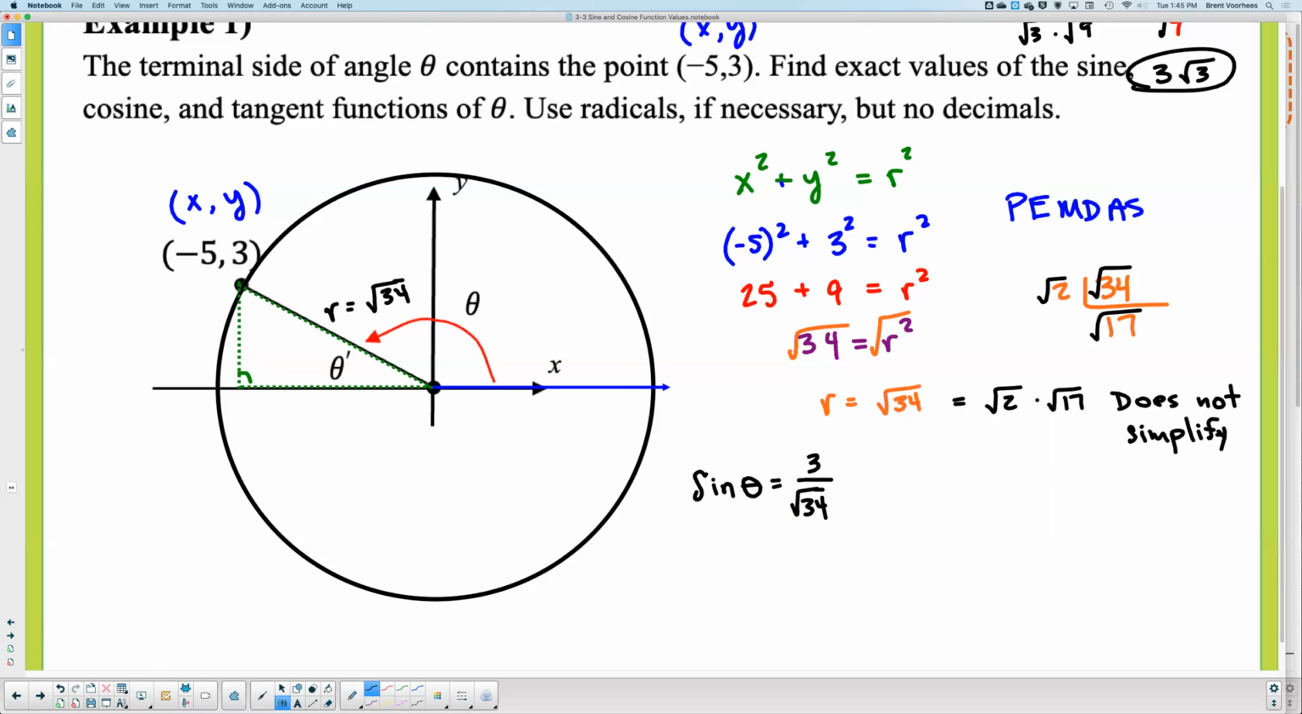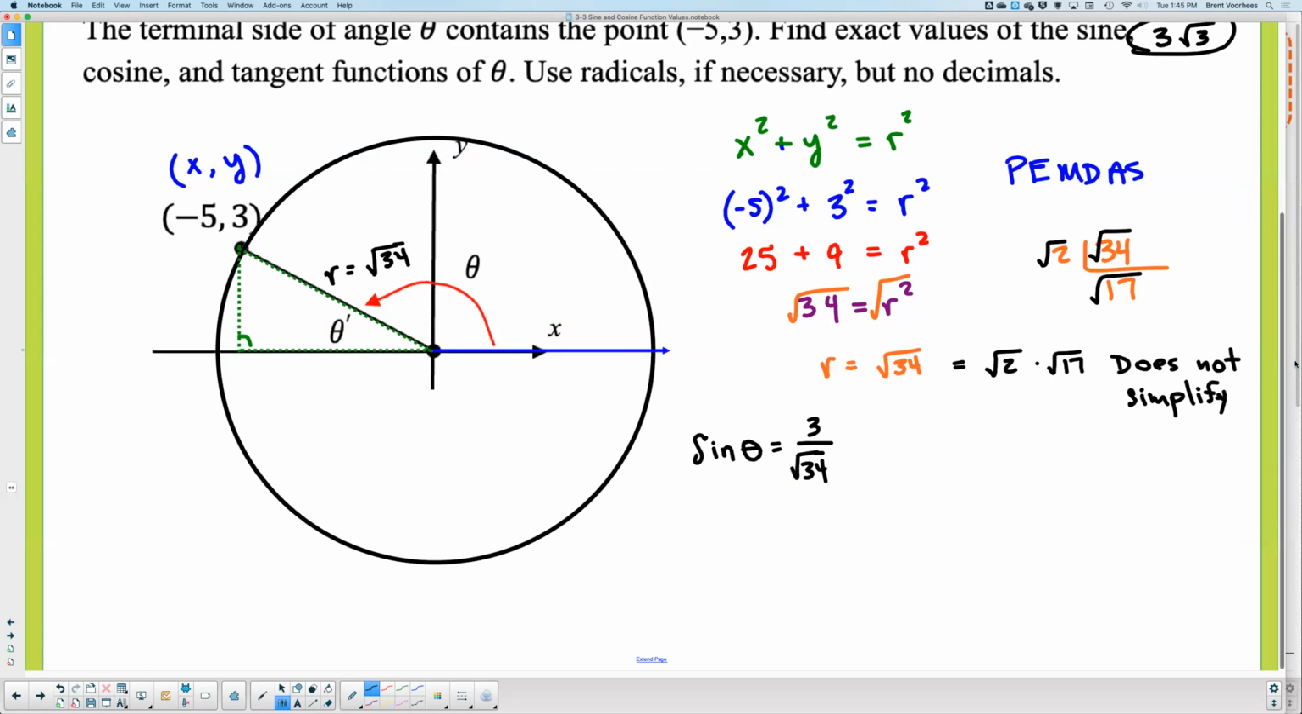Now, next rule for the day. We're not going to leave a radical in the denominator. We're going to rationalize the denominator. Here's how you do that. Mathematically, you multiply by 1 to make it disappear. You say, multiply by 1, that doesn't change the problem. You're right, it does not change the problem, but I'm going to make it a funny looking one. I'm going to multiply by the square root of 34 divided by the square root of 34.